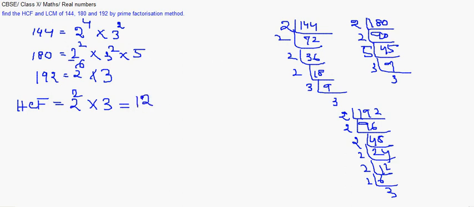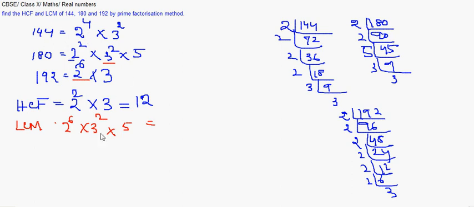Now come to LCM. How do you find the LCM of these 3 given numbers? You have the HCF, and for the rest, you take the highest power of each. You have 2 to the power 6 here, and for 3, the maximum is 3 to the power 2, and there is one more 5. This is the lowest common multiple, so you have to find this out.